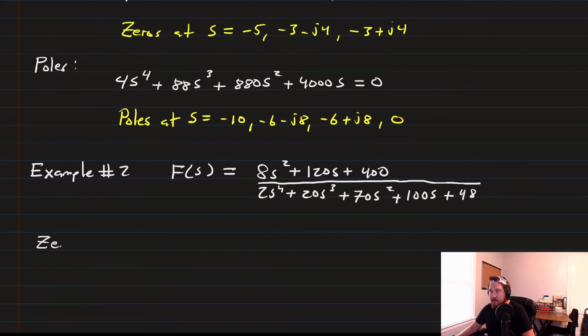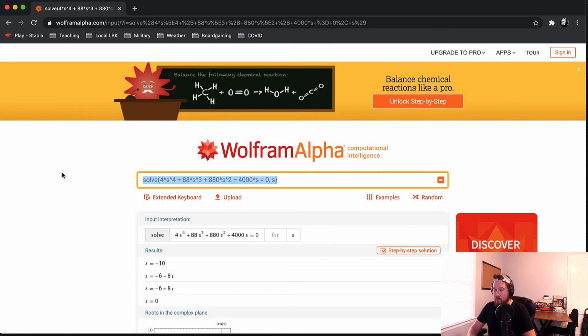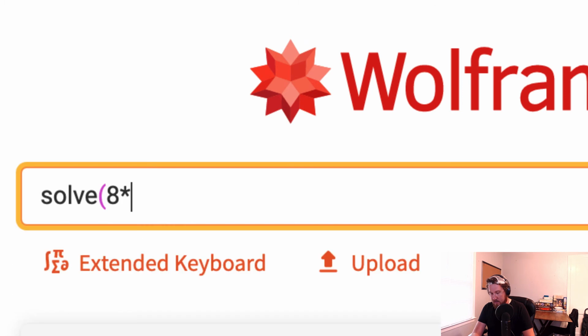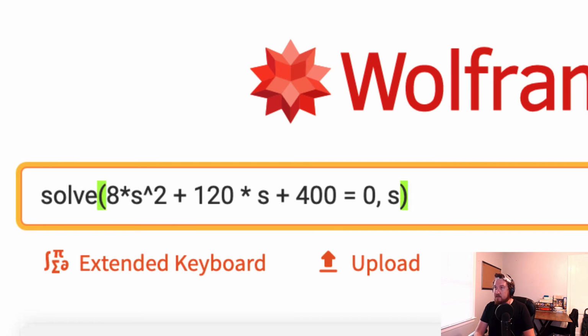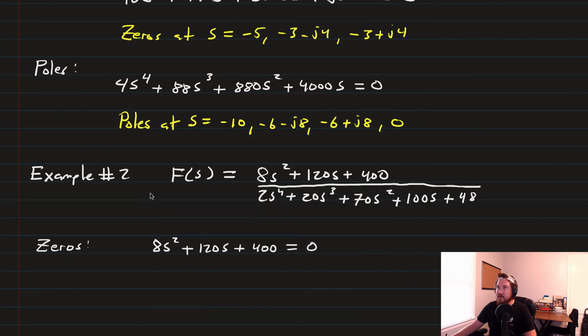Let's go ahead and find the zeros first, like we did last time. It doesn't really matter which one you solve for first. They're both independent of each other. So we have 8s squared plus 120s plus 400 is equal to 0. Now that one's a quadratic, which may be tempting to solve on your own or not. So let's go ahead and solve 8 times s squared plus 120 times s plus 400 equals 0, solving for s. And we get s is at minus 10 and minus 5. So let's go ahead and jot down that solution. We have zeros at s equals minus 10 and minus 5.